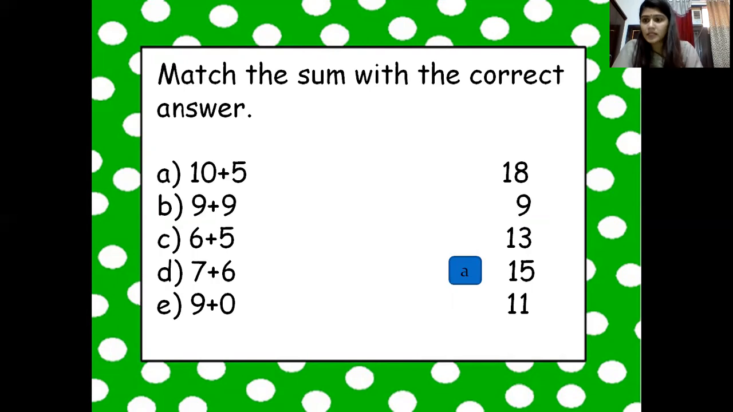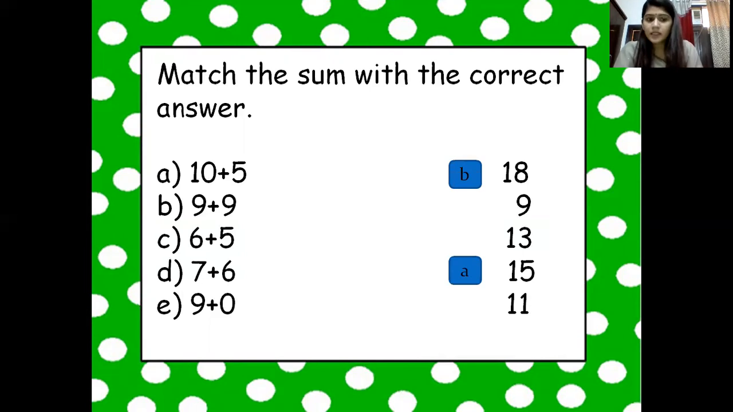Next is 9 plus 9. Again, both the numbers are same, 9 and 9. So we can put any 9 in our mind and one 9 in our hand. So what comes after 9? 10, 11, 12, 13, 14, 15, 16, 17, 18. 18 is given here? Yes. 18 is given here. And this is B part. So 18 is the answer of B part. We will write B in front of 18.